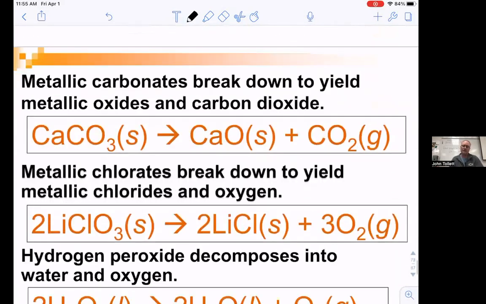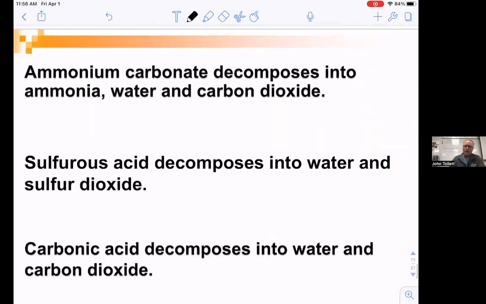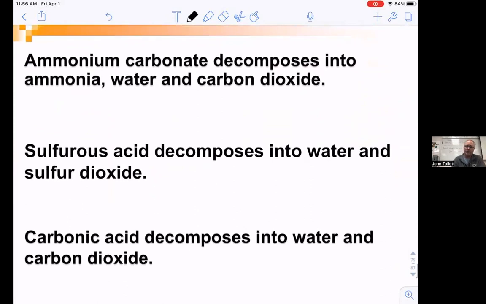These are these 3 examples. If you want to pause and write these down, knock yourself out. I'm going to go ahead and move on, but these are the same as the ones I did earlier. Ammonium carbonate will decompose into ammonia, water, and carbon dioxide. We say water and carbon dioxide, but it actually kind of produces H2CO3, and the H2CO3 then breaks down, of course, into water and carbon dioxide.